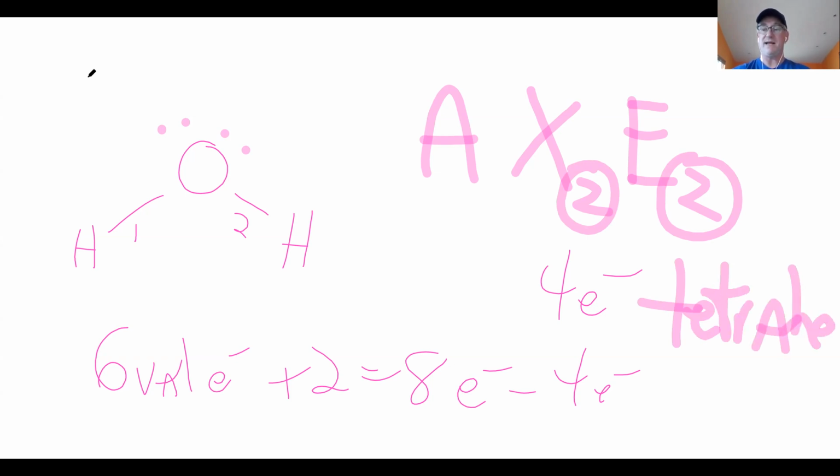Now that doesn't mean that the molecule is tetrahedral, but the group that it's in, because there's 4 electron groups around it, the geometric grouping of that situation is a tetrahedral. So the answer to 1B would be tetrahedral.